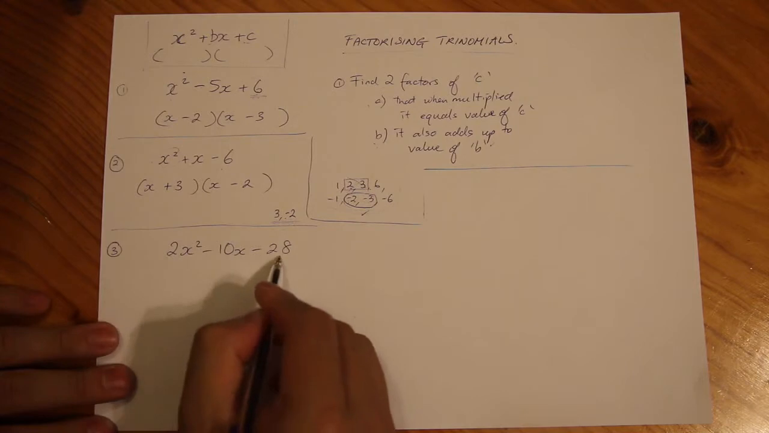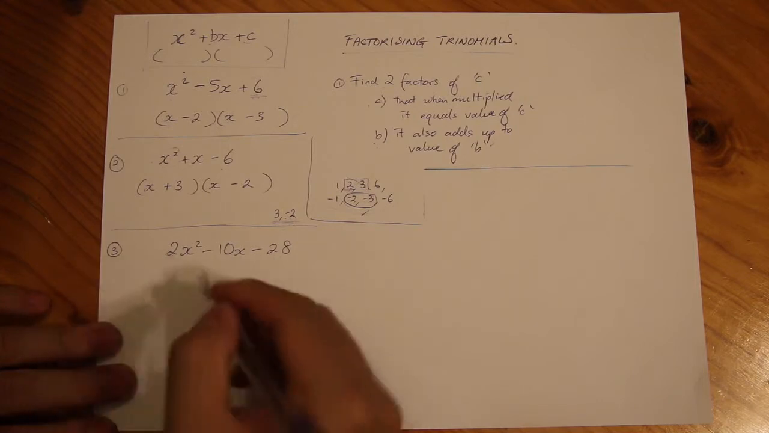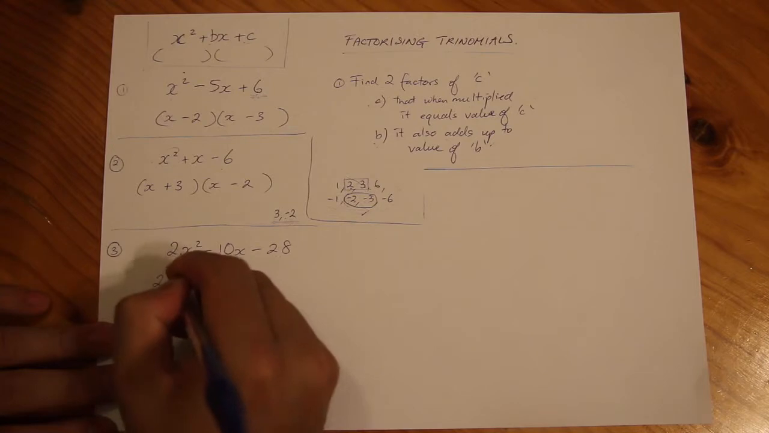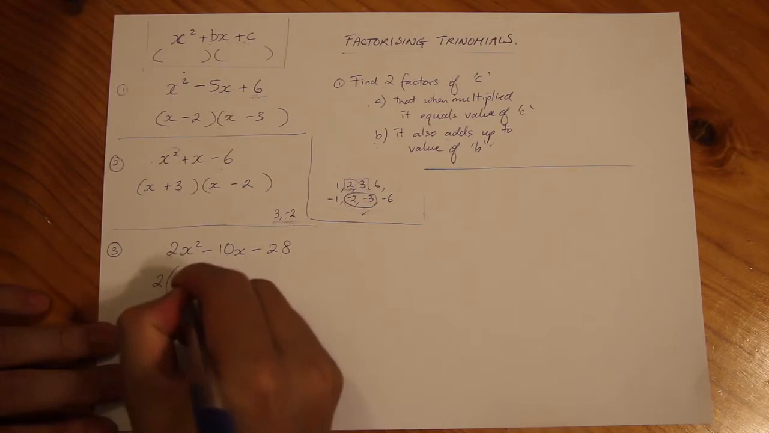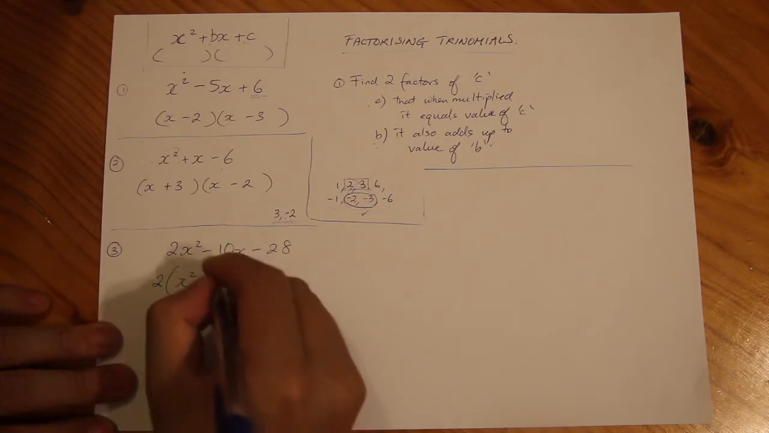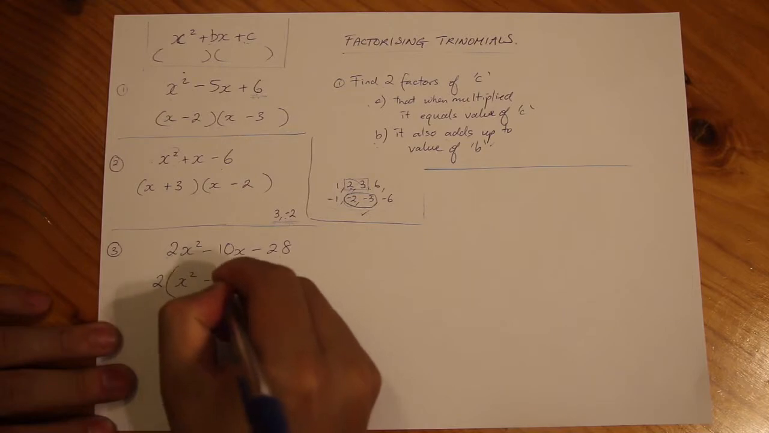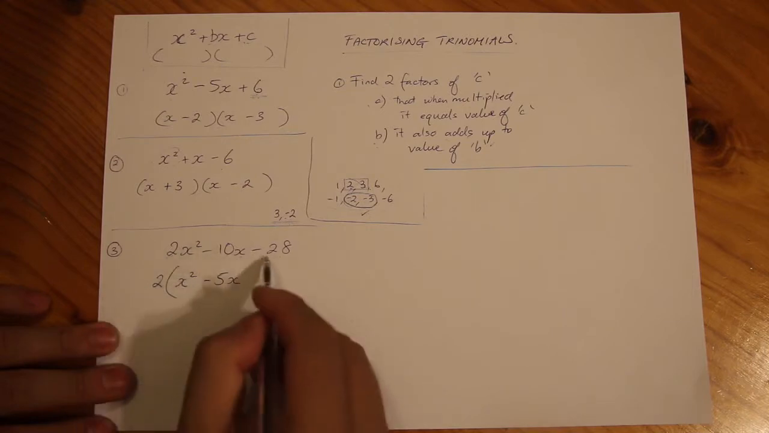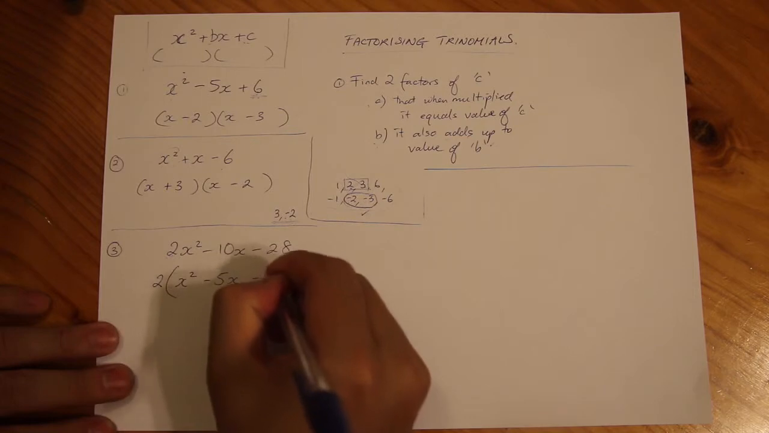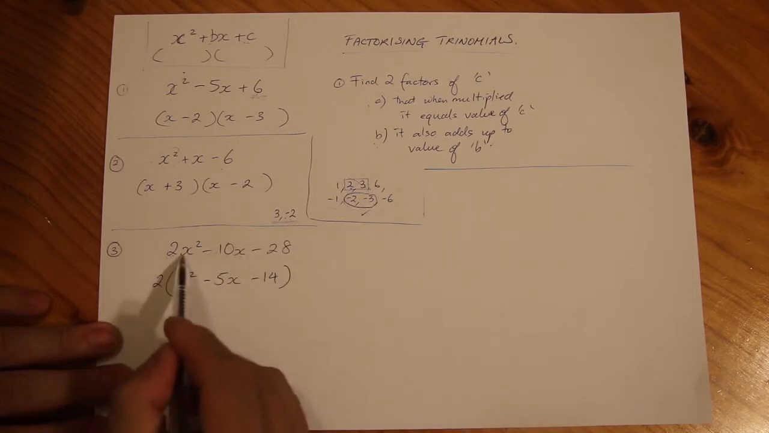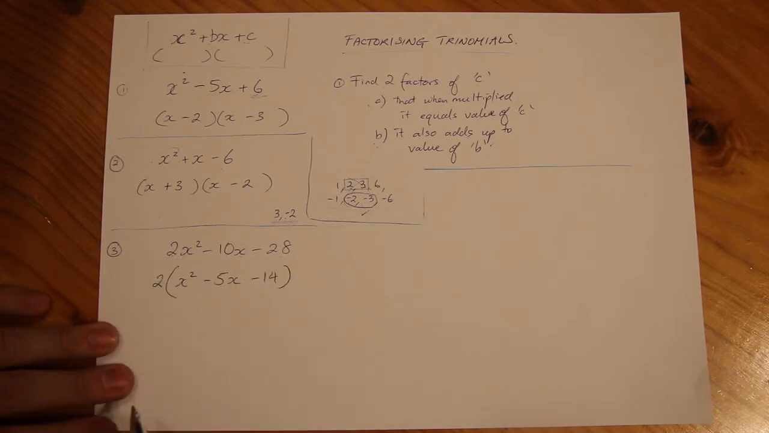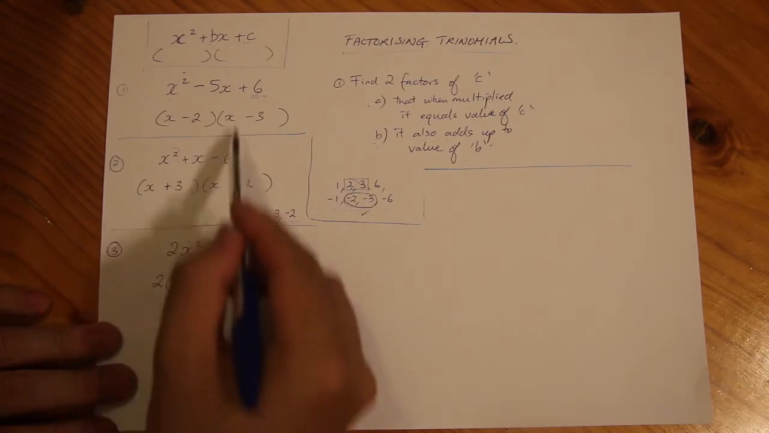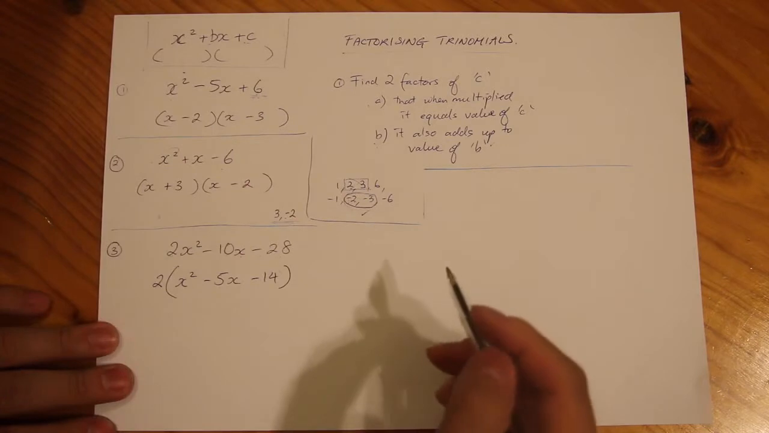2 does fit into 10 and it also fits into 28. So if we take the factor of 2 out of the three terms, 2x squared divided by 2 gives you x squared. Minus 10x divided by 2 is minus 5x. Then minus 28 divided by 2 is minus 14. So I've taken 2 out of the three components and I'm left with this term. So now I've got an expression here that is as simple as these two up above.